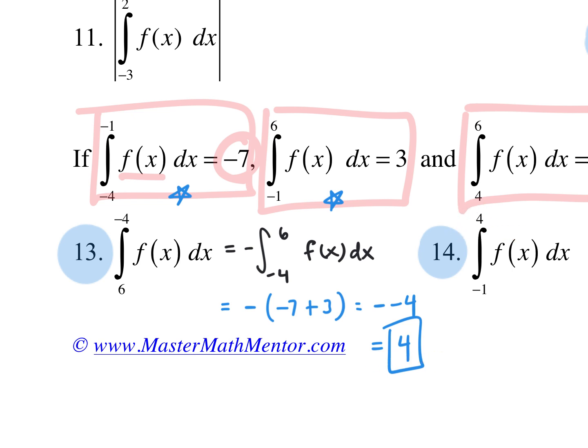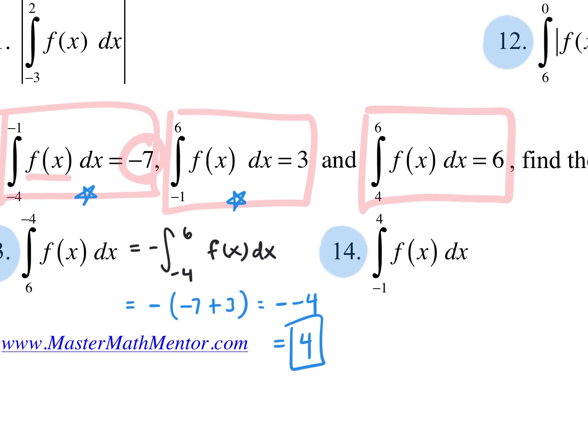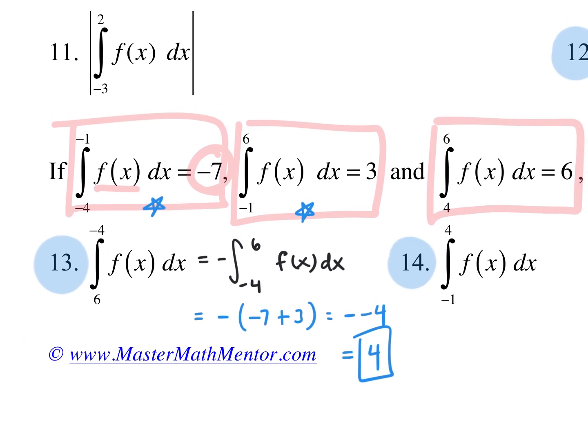Okay, so if I look at number 14 here, number 14 says we're trying to find the accumulation that goes from -1 to +4. Now, if you look at the stuff that we're given, we're not given anything that goes from -1 to +4. However, we do have a function that starts at 4 and goes to 6. That's equal to 6. And we have a function that goes from -1 to 6, and that gives us 3. So that means basically from -1 to 6, the entire accumulation is 3. But then the accumulation from just 4 to 6 is equal to 6.